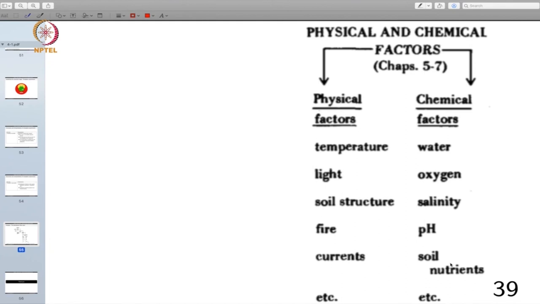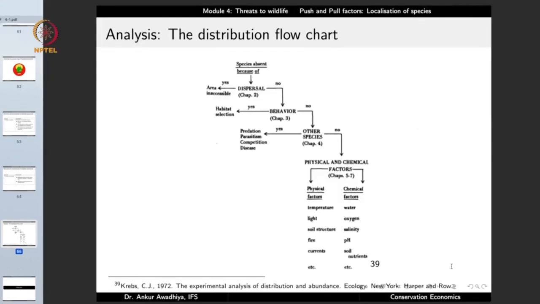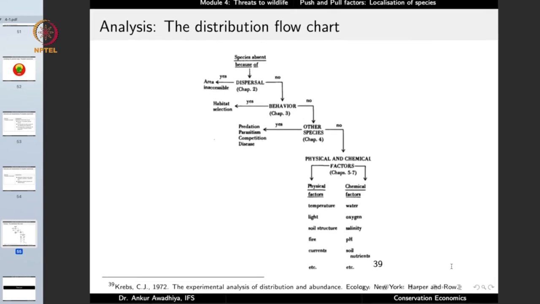So by doing such experiments, by doing such analysis, we can discern what are the push and pull factors that are governing the localization of any particular species.